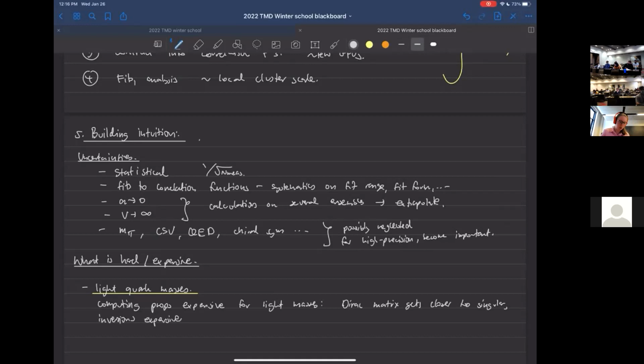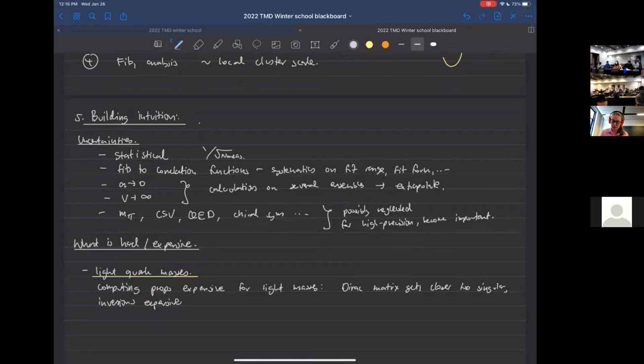So there are nice algorithms to deal with this. So things like adaptive multigrid instead of conjugate gradient that make that a bit better, but it's still a hard thing. There's something else. So you need bigger box sizes when you have light quark masses. Any guesses why?